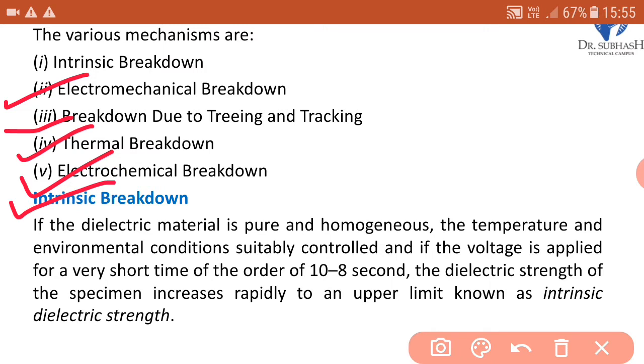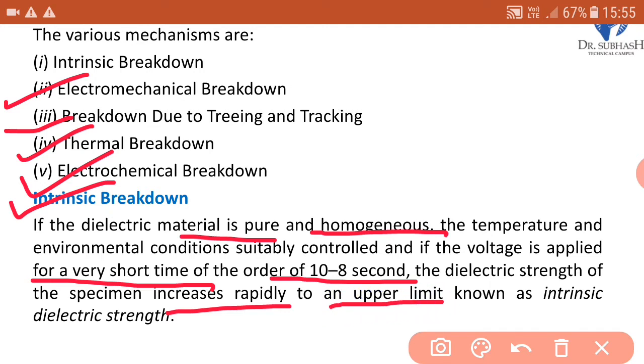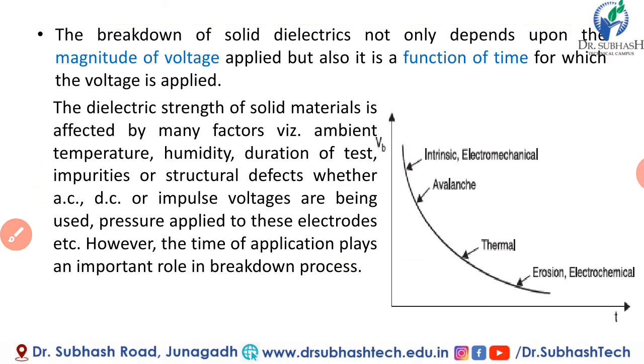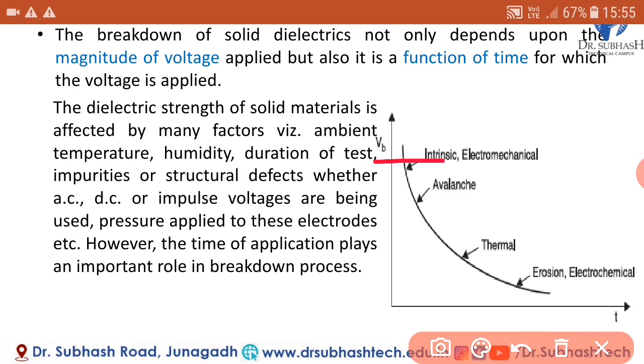If the dielectric material is pure and homogeneous, the temperature and environmental conditions suitably controlled, and if the voltage is applied for a very short time of the order of 10 to the minus 8 seconds, the dielectric strength of the specimen increases rapidly to an upper limit known as intrinsic dielectric strength. In this graph also we can see that the intrinsic limit is very high.